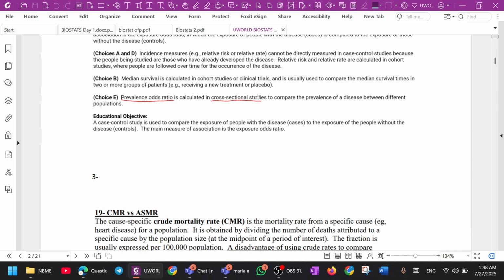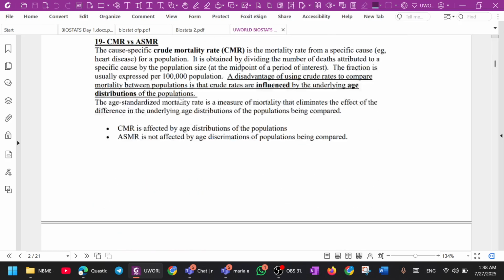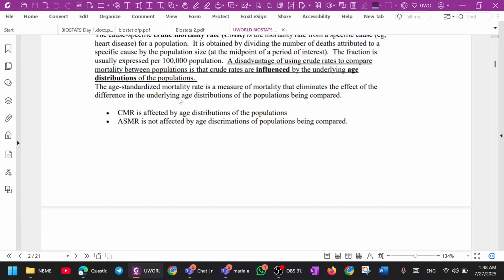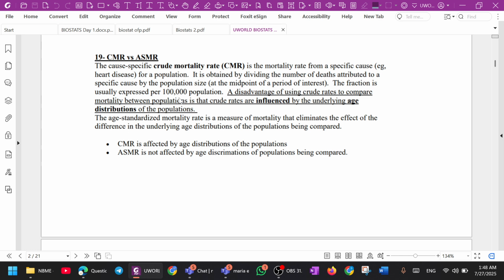Okay, next. What is happening here? CMR, crude, I guess just read it. I don't think it's a question. I think it's just a statement. Just read it. CMR versus ASMR.